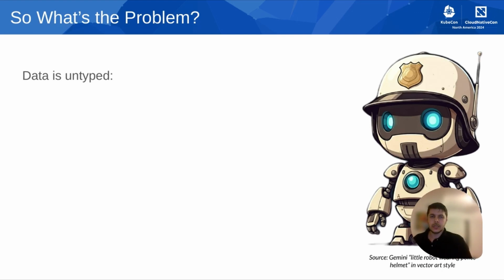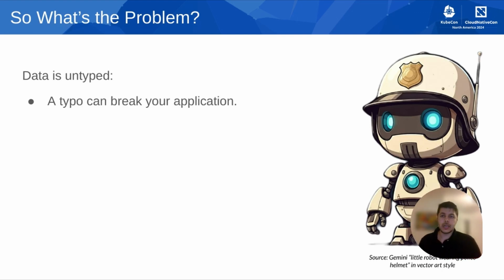First of all, the data is untyped, right? So a typo can actually break your application. And it's a little hard to discover. You won't be able to know until you check on your pod and you notice it's crashing. Other times it's a runtime problem and you won't notice until you actually see what your application is doing and you notice it's not working at all. So it can be a little bit hidden and hard to discover.